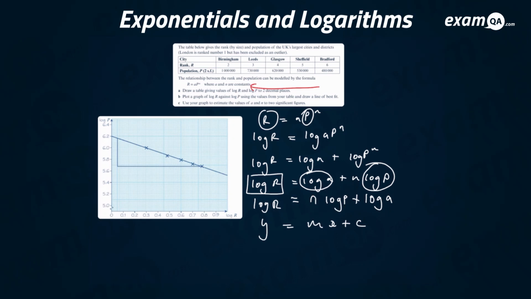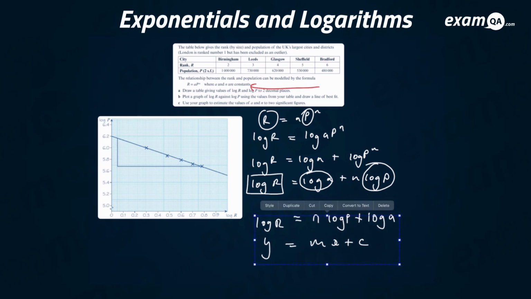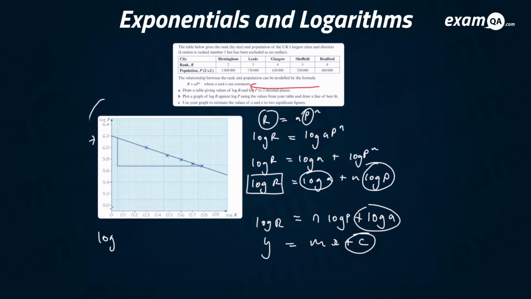So why did I do this? I'll show you exactly why I've done this. The question says use your graph to estimate the values of a and n. Well, what is plus c in y equals mx plus c? That's the y-intercept, right? So what do you think log a is? That plus log a by itself is also that y-intercept. Log a must be equal to 6.2.